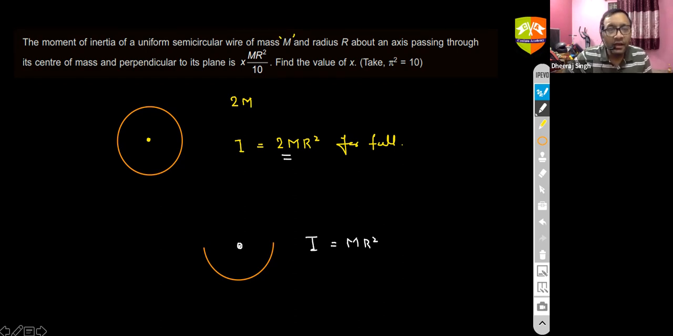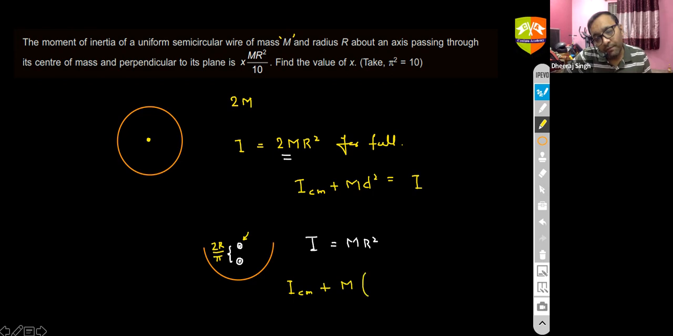but that is the moment of inertia about this axis. What they're asking is the moment of inertia passing through the center of mass, this moment of inertia they want. Do you know what is this distance? The center of mass to this point's distance is what? 2r by pi. So according to the parallel axis theorem, ICM plus m into d square is equal to I. So ICM plus m into 2r by pi whole square is equal to m r square.